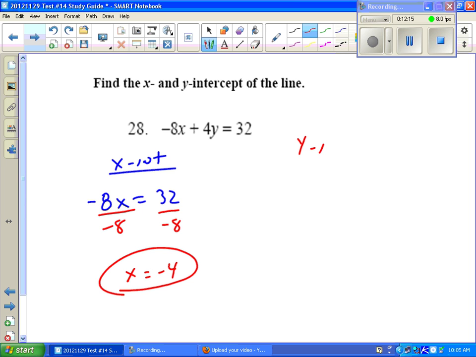For your y-intercept, you're going to plug in 0 in place of x. So negative 8 times 0 is going to be 0 plus 4y, so that's going to eliminate that part, just leaves you with 4y equals 32. And when you divide by 4 on both sides, y equals 8. So your y-intercept is 8.